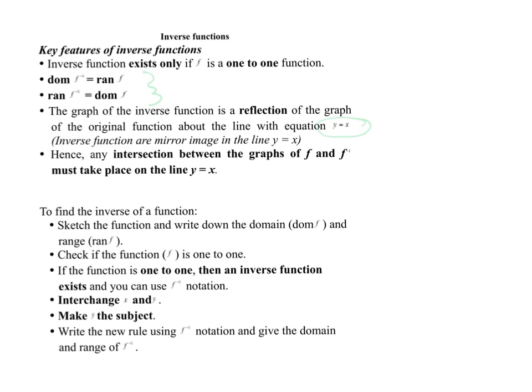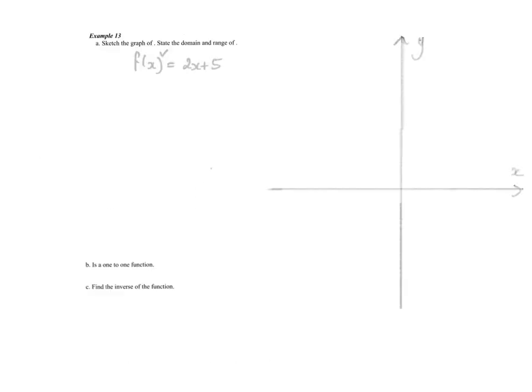Now, an inverse function exists only if f is a one-to-one function. So if you want your inverse to be a function, then your original function has to be one-to-one. And the last really important thing that we should know about inverse functions is that the original graph and the inverse function will always intersect on the line y equal to x.